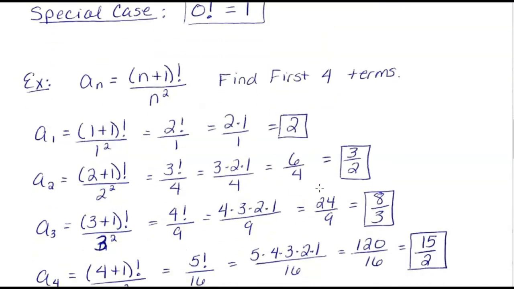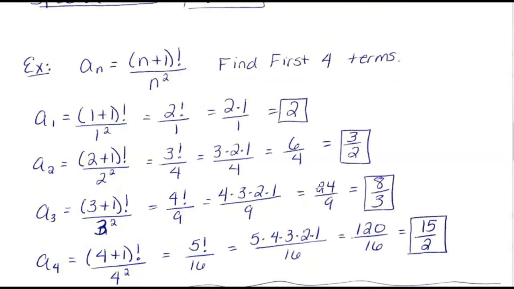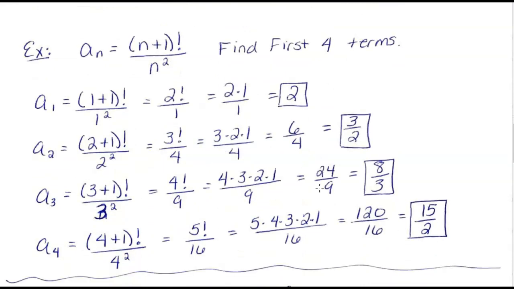So we'll do another sequence example. This time our formula happens to involve the factorial notation. A sub n equals the quantity n plus 1 factorial divided by n squared. And we need to write the first four terms. So if I let n equal 1, a sub 1 would give me 1 plus 1 factorial over 1 squared.